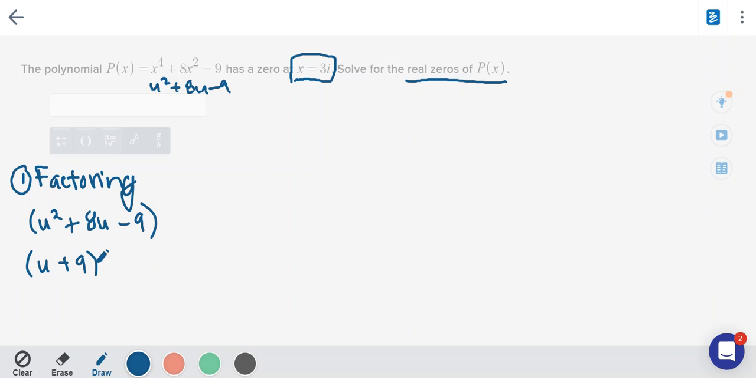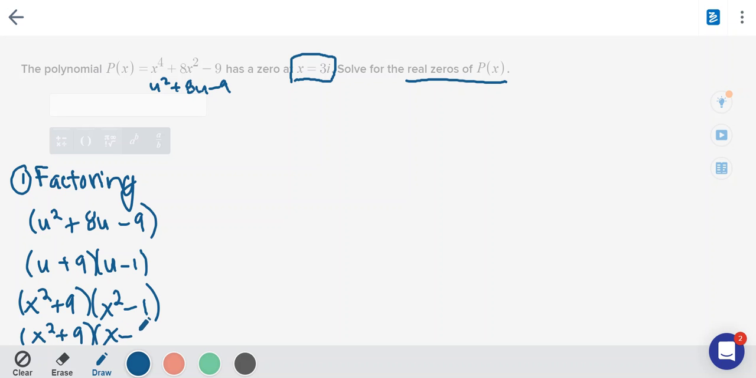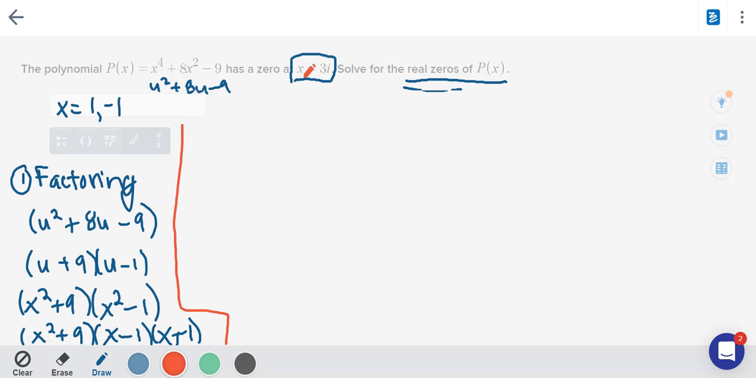u plus 9, u minus 1. Okay, so x squared plus 9, x squared minus 1. All right, so sum of squares is prime, but difference of squares factors. Okay, so I did my complete factoring, which means that the real zeros are 1 and -1. But I'm going to show you some more work so that you understand how this information is connected.